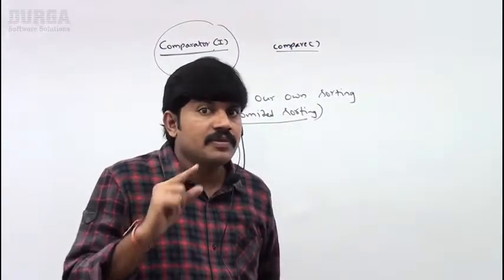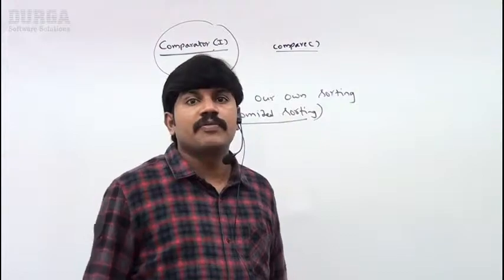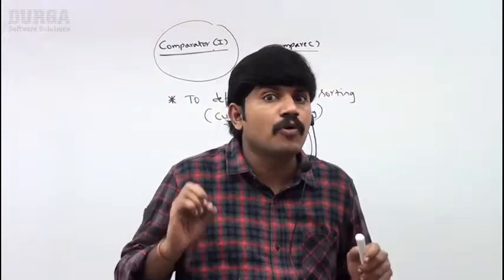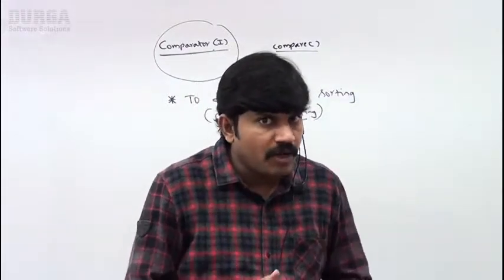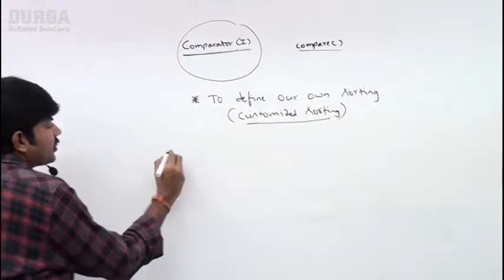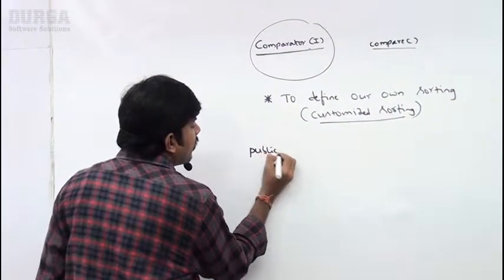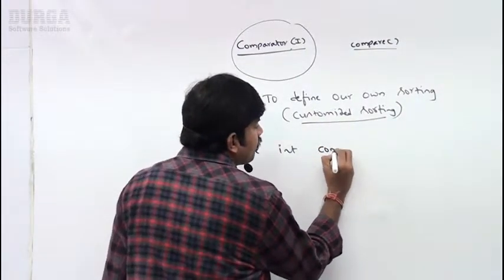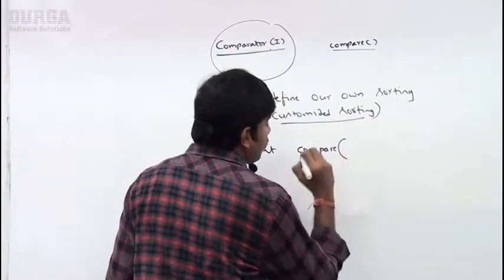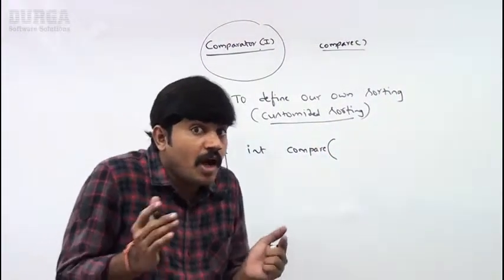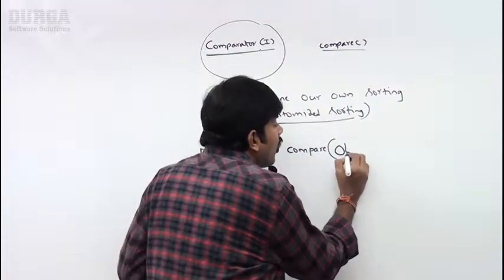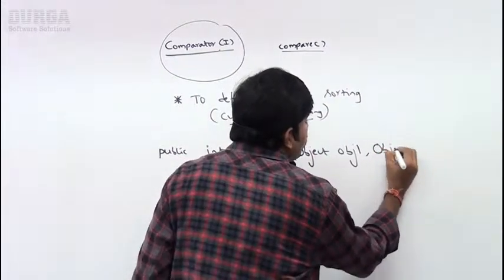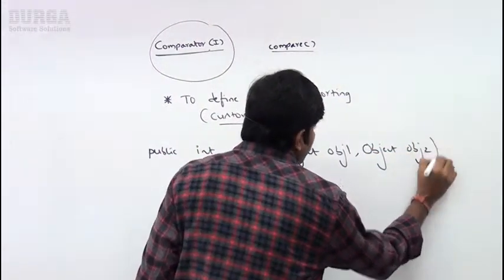This prototype and behavior, you should compulsorily be aware of. In the next 5 to 6 videos, I'm going to use this comparator compare method repeatedly, so you should have clear clarity. Just observe the complete prototype: public int compare. How many objects do we require to compare? 2 objects: Object obj1, Object obj2.